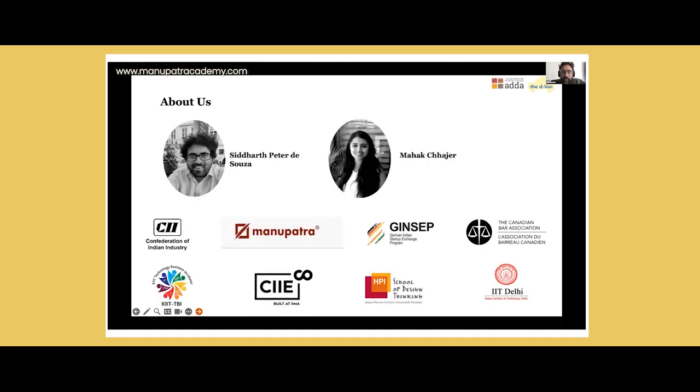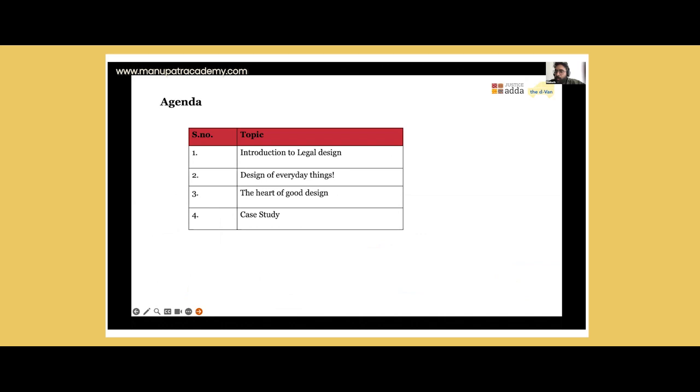The structure of our presentation today is going to be where we introduce you to legal design more generally. We then look at how we can think about design not as something that's abstract, but that's something that structures our everyday life. Mahak will tell you a little bit more through some case studies about what we see as key to good design, and then we will end with some examples and activities.